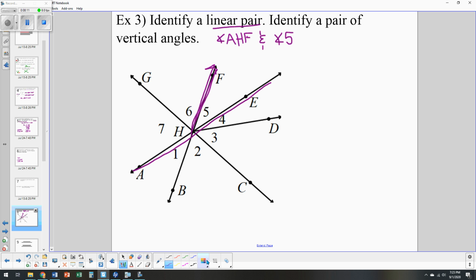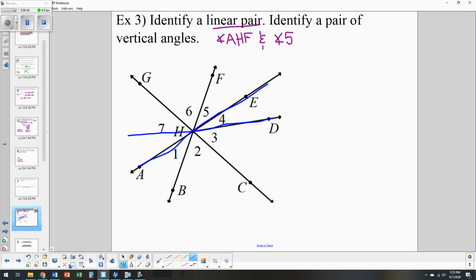For vertical angles, I need two complete lines intersecting. So if I were to go ahead and try to draw, again, line AE, and let's say I tried to draw with DH. Notice that angle 4 was formed by those two lines, but there was no other angle over here formed by those two lines. So angle 4 does not have a vertical angle.